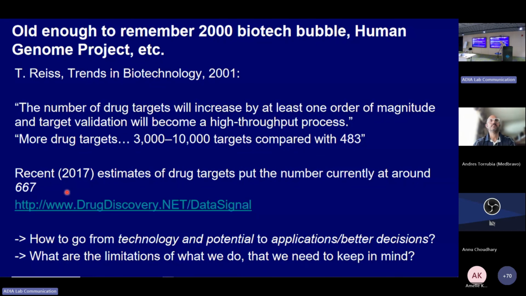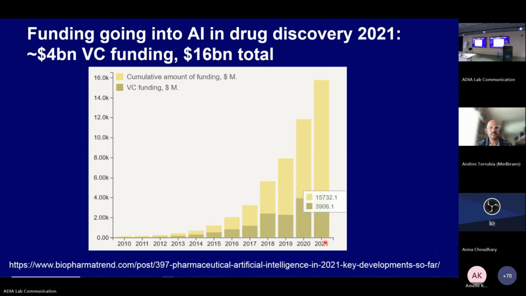And that's what interests me. How can we use technology and potential and translate that to applications? So not just a fancy paper with a new method, but a better decision and picking the right compound to put into a patient, okay? Because that's what matters in the end.